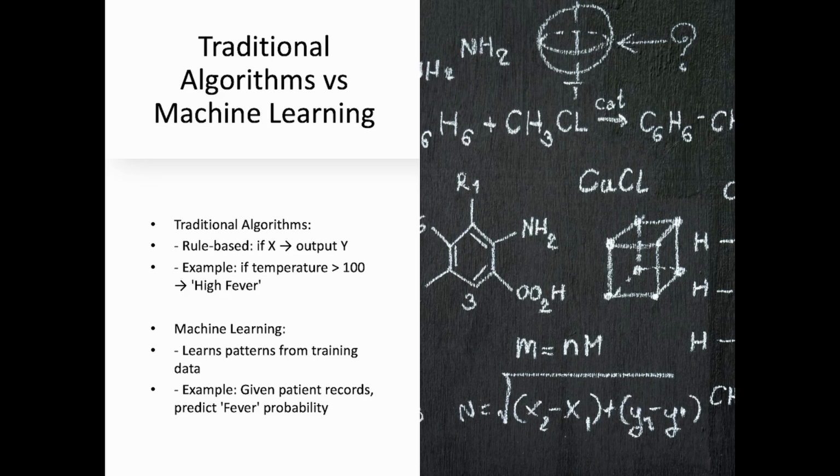Now suppose we have very unknown data and we don't know much about the data, like unstructured data, and we want to detect something. Then it's very difficult to write a traditional algorithm, and that's where we write a machine learning algorithm.